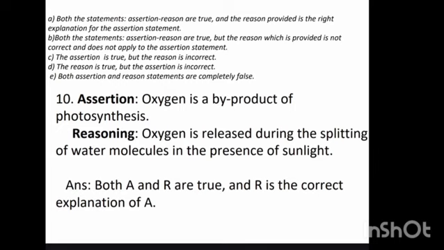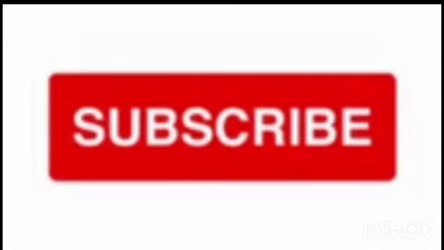And the last one is oxygen is a byproduct of photosynthesis. That is also true. Oxygen is released during the splitting of water molecules in the presence of sunlight. That is also true. So we can say that both assertion and reasoning are true and the reasoning is the correct explanation of A. And that's all for now. These were the 10 assertion and reasoning questions.